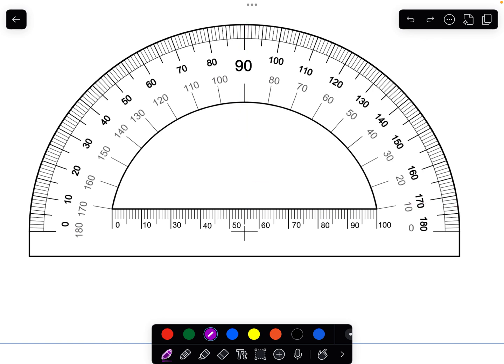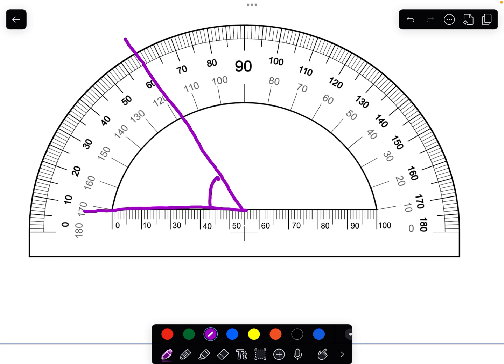Now, I'm going to draw an angle, and you tell me what value the angle is. So hopefully you have noticed that the angle opens out to the left, so we're going to use the top number since it opens out to the left. Basically, more or less it goes through 60. So that angle would be 60 degrees.